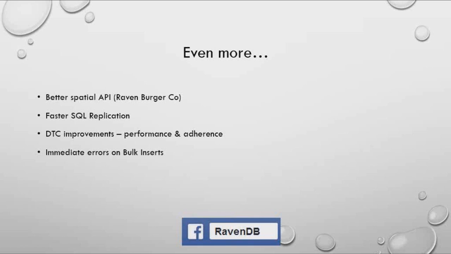So in 2.0, if you did a bulk insert and there was an error, it would actually error, but you would only know about it at the end of the process. In 2.5, you will know about it the next time that you call store or do anything with the bulk insert object.